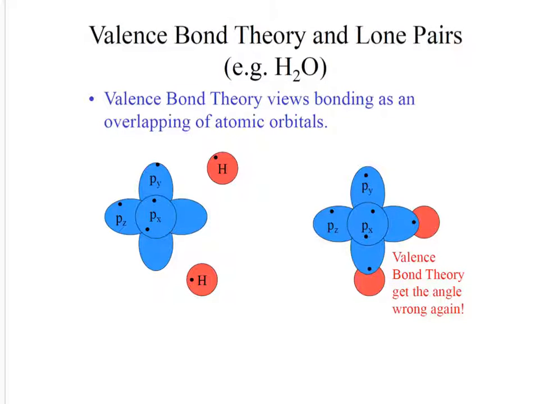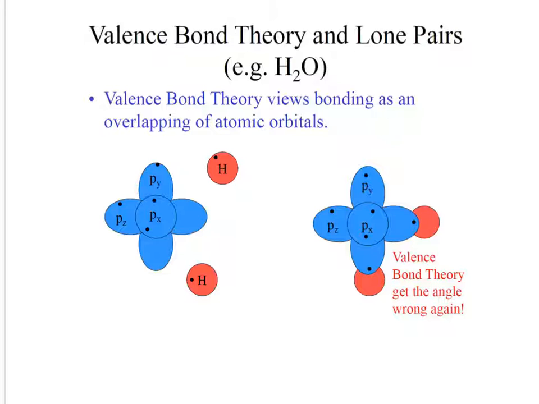The px has been drawn so that you can see it coming out of the board, like straight at you. You can't see the back half of it. So again, there are 3 identical p orbitals here. They only differ in orientation. One's on the x-axis, one's on the y, and one is on the z.